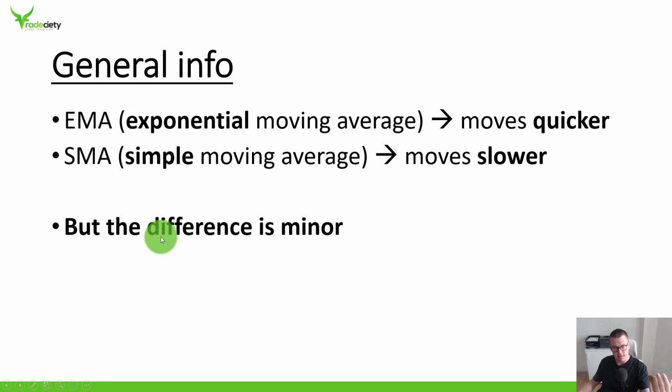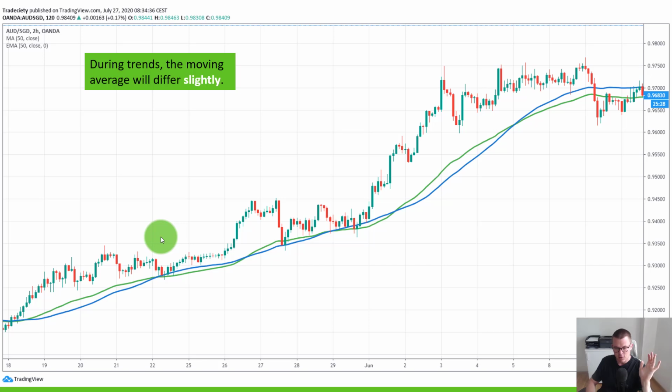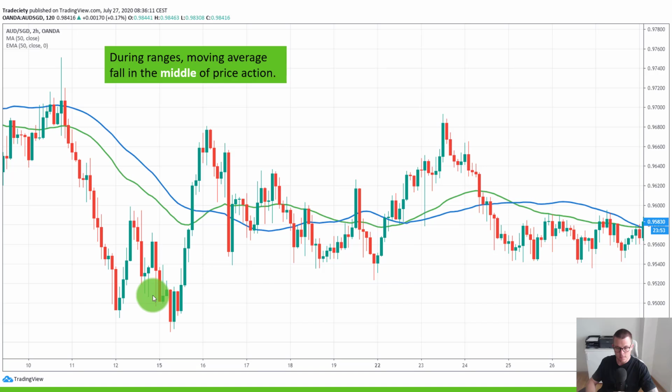However, the difference between EMA and SMA is generally minor, as we can see here. So I have plotted the SMA and the EMA 50 on this chart, and you can see the market is in an uptrend here, very clear trend. And you can see the moving averages are very, very close together. So a first important observation is to understand that it's not a huge difference between EMAs and SMAs, as we will see shortly more and more.